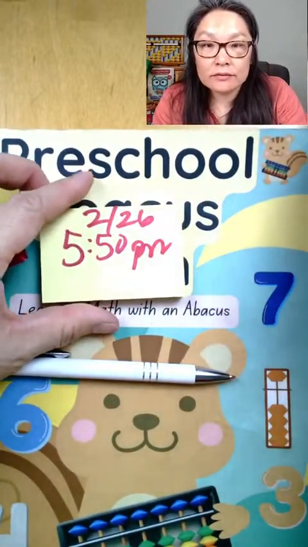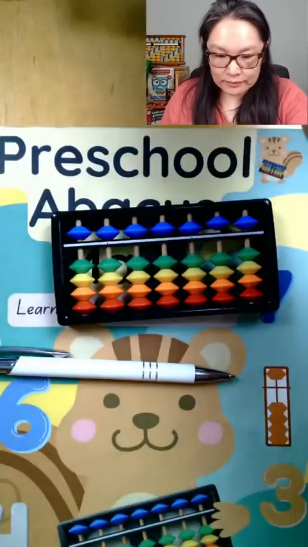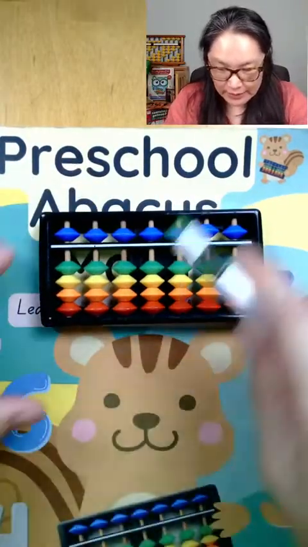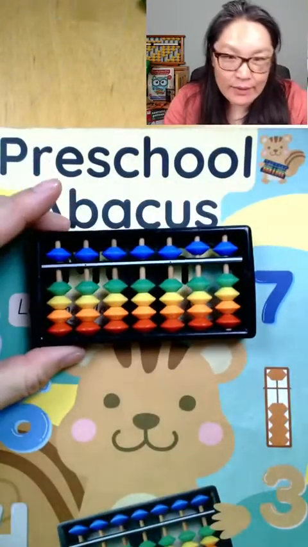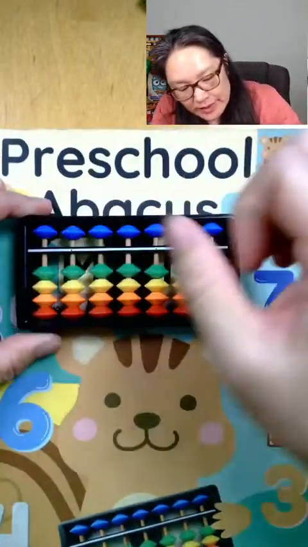Okay, so this is what I'm doing. All right, so what are we doing? We're talking about the abacus, and we're talking about the abacus because I like the abacus. Okay, so here's my abacus, and we're going to be counting.